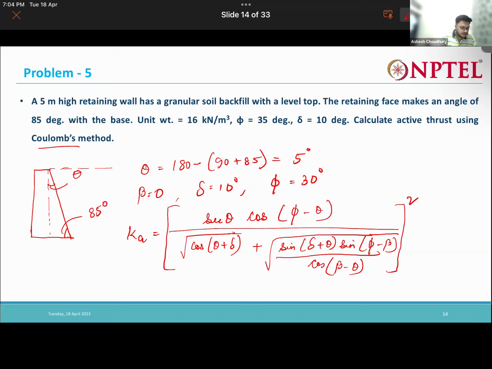So what you have to do now is put all the known values and find out K. Please put carefully all the values of theta, phi, delta, beta, everything, and find out K. Don't forget that this whole thing is squared. Okay, so let us see how much K we are getting.